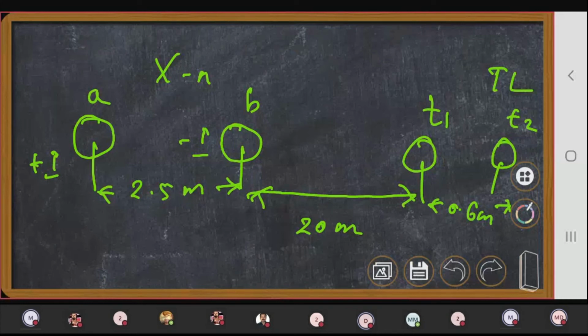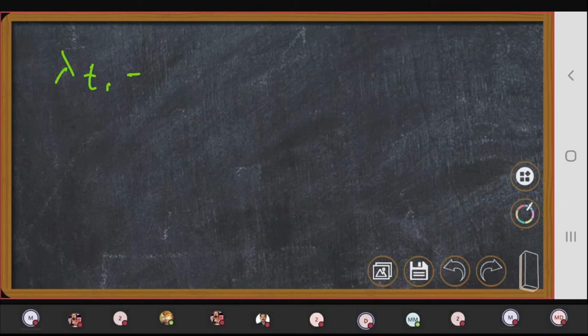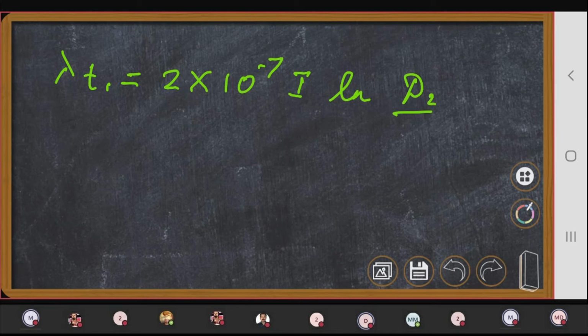First, for the inductance we need flux linkages. Flux linkages in the telephone line have to be found. So flux linkages of conductor T1 due to flux between conductor A and B. I have already covered this during the derivation. Lambda T1 equals 2 into 10 power minus 7 I into ln D2 by D1.